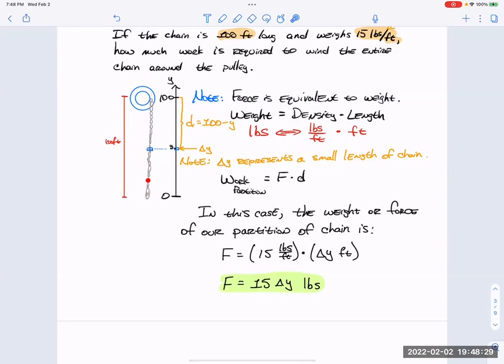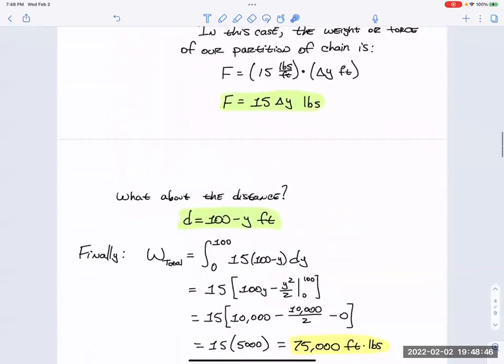This one's at about 90, right? So you've got to move it... it's at a height of 10. You've got to move it 90 feet to get to the top. This one's at 50, you've got to move it 50 feet to the top. So each section of chain requires a different amount of work. That's why we have to integrate it to get that one there.